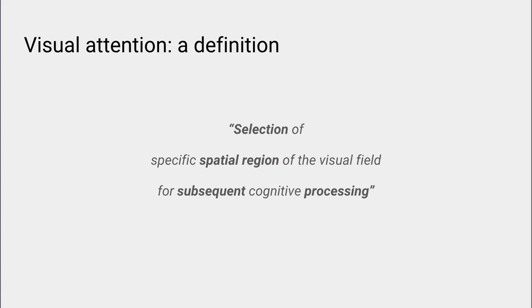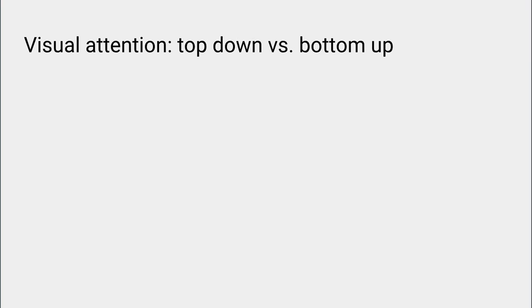In more concrete terms, we can define visual attention as the process of selection of specific spatial regions of the visual field for subsequent cognitive processing. In other words, visual attention focuses our vision to a specific region of the scene, which will be analyzed with more intensity than the rest.